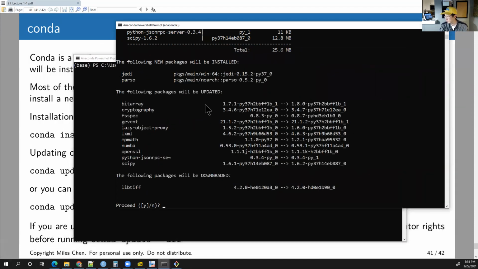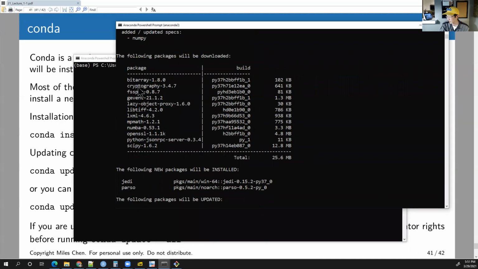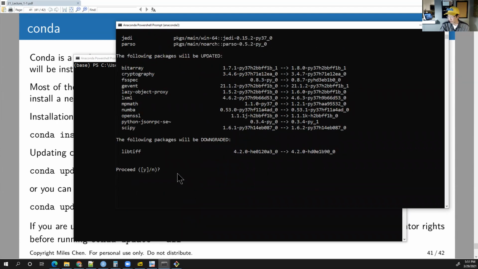Okay, so here it says, if you want to update NumPy, then what it needs to do is also download all of these other things, and it's going to update all of these other things. Right now I'm just going to type no. I'm not going to do this right now. But I do also want to just show you, if you just want to get started, and I know I'm going a minute over my time here.